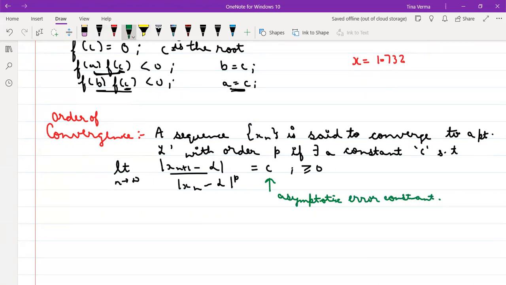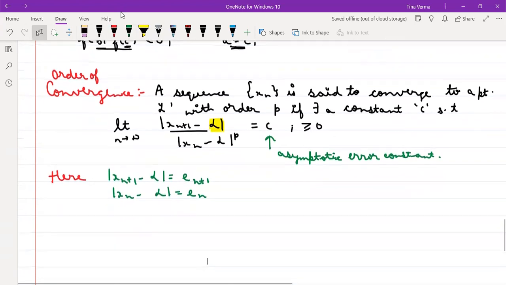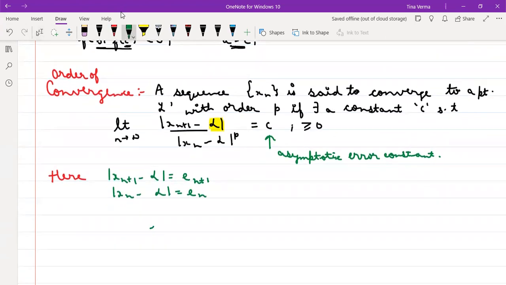तो अगर हमारी रूट अल्फा है, हम कह रहे हैं कि कोई भी मेरा जो मेथड है, मेरा रूट को कन्वर्ज कर रहा है अल्फा. So you can notice over here that when you will write x_{n+1} minus alpha, this is nothing but your error at your n plus 1 iteration. If you write x_n minus alpha, that is your error at n iteration, that is your absolute error, right? Then this thing tends to e_{n+1} is equal to C e_n raised to the power p, and you say p is the order of convergence, right?